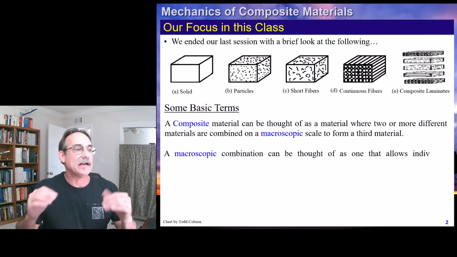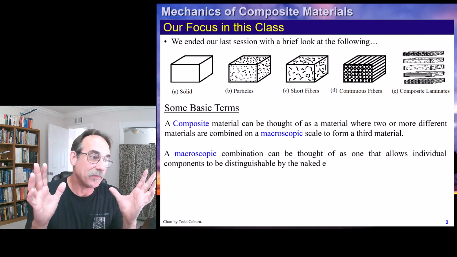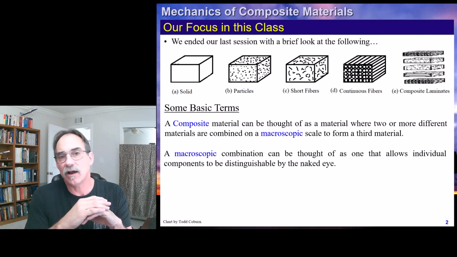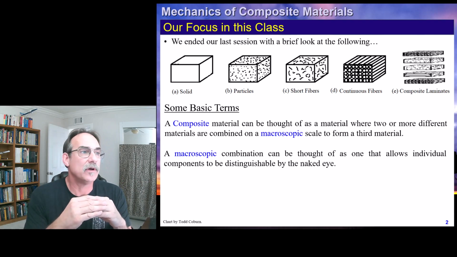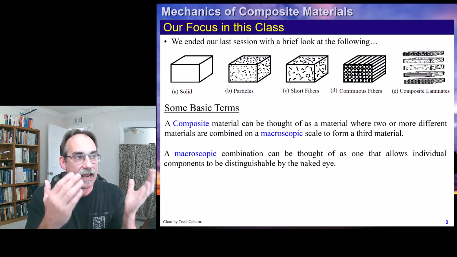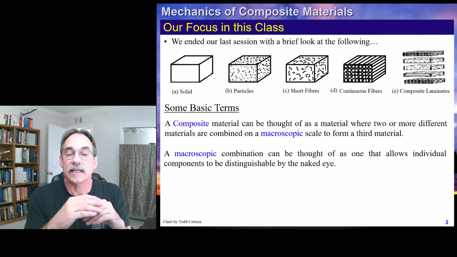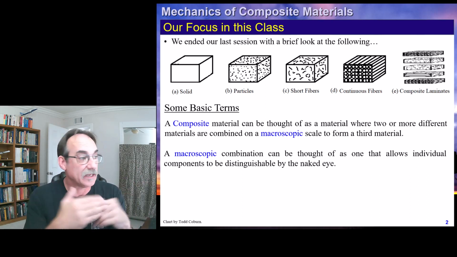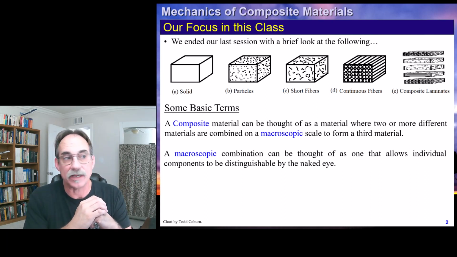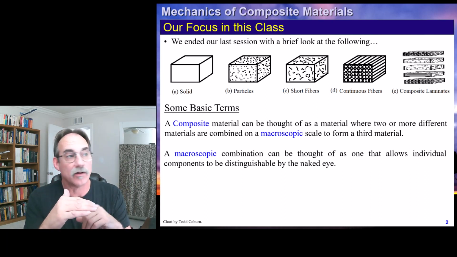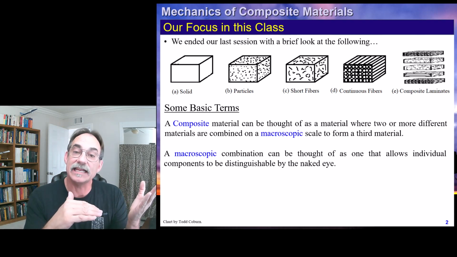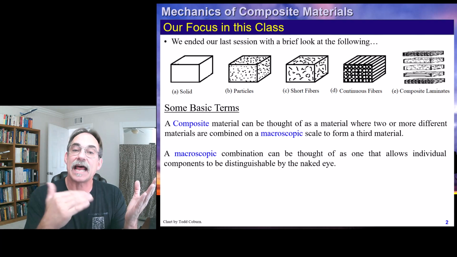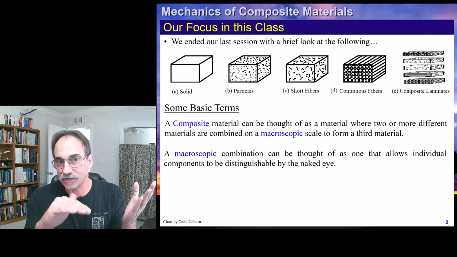A macroscopic combination is something we could think of as something we can see with the naked eye. Actually, probably a better way is that we can characterize it with testing. If we have a layer of material made of an isotropic material, we could talk about the macroscopic capability. If we have a layer constructed of, say, continuous unidirectional fibers, we can go and test that layer and see how it behaves as a whole.